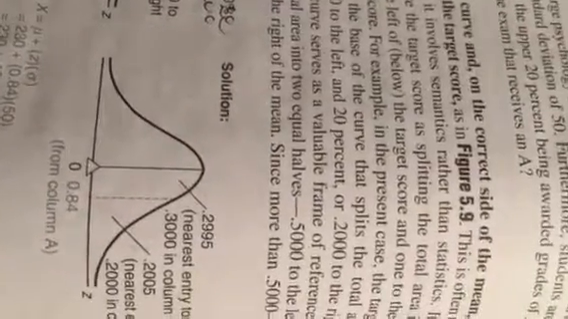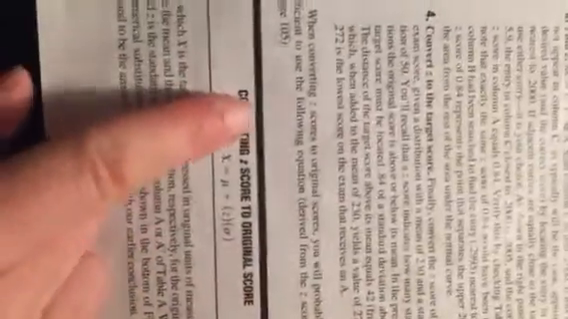You find Z, and then you convert Z to the target score. And when you convert Z to the target score, the formula is right here: X equals mu plus Z times sigma. When converting the Z-score to the original score, use the equation there to convert the score.